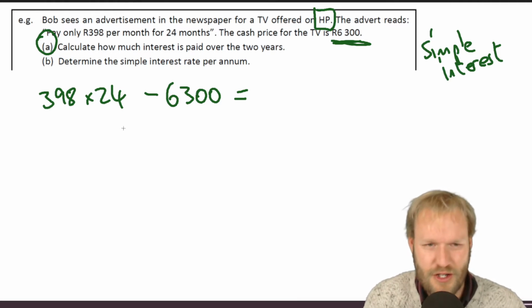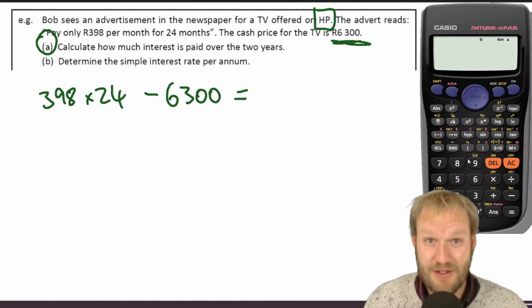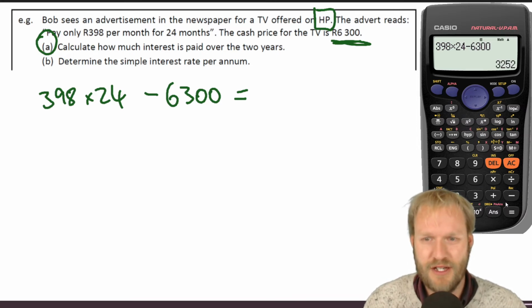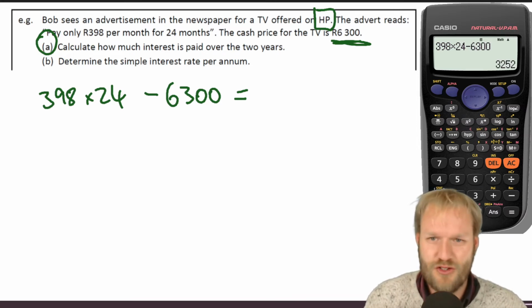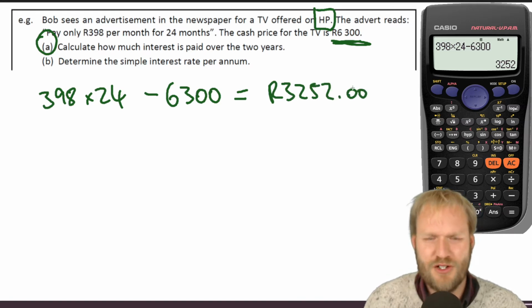So I'm just going to work this out bit by bit. 398 times 24. In other words, you're going to spend 9,552 Rand, but the TV would have cost 6,300 Rand. So the interest that you've spent is 3,252. So that's how much extra you've had to spend.